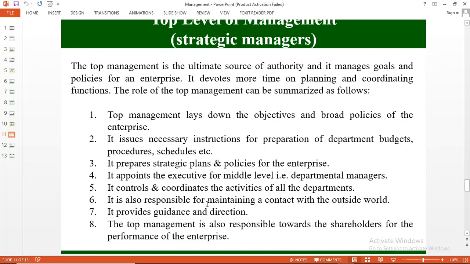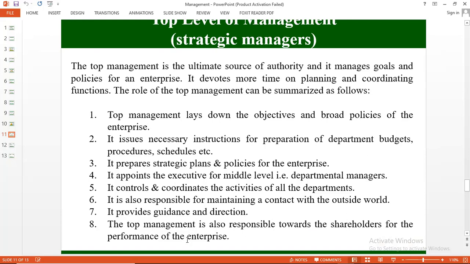It is also responsible for maintaining contact with the outside world as well. So they can make MOUs, they make relationships country-wise, nation-wise, and all the kind of training which is fulfilled in other countries as well would be fulfilled by our strategic management plans. It provides guidance and direction as well. The top management is also responsible towards the stakeholders for the performance of the enterprise.